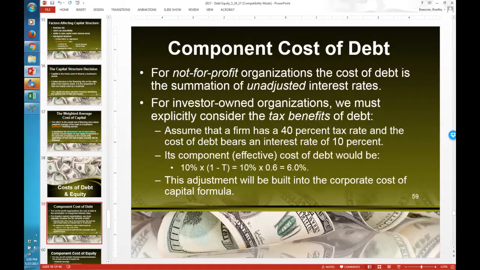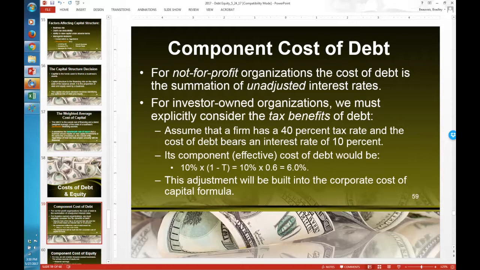Okay? So as we look at both sides, we have to understand the component cost of debt as well as the component cost of equity. On the debt side, for a not-for-profit organization, cost of debt is basically the sum of all your unadjusted interest rates. Because not-for-profits don't pay taxes, we don't have to adjust our interest rates. Often, not-for-profits have access to the municipal bond market, or basically the tax-free debt market. Those interest rates tend to be lower anyway, but regardless of the source of debt, not-for-profits basically don't have to adjust.